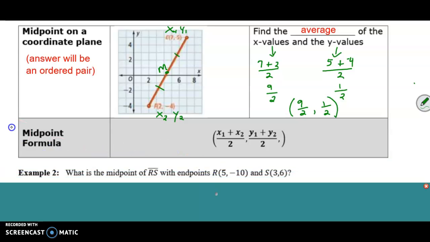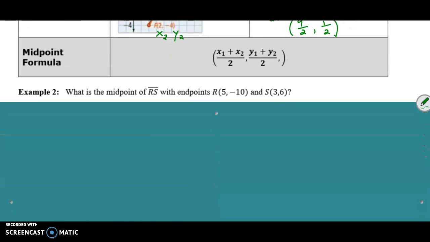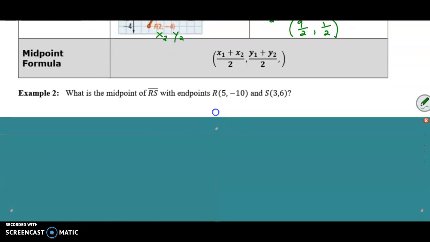You try doing this next example, example 2, on your own. Pause the video, see if you can do it, and then come back and watch.